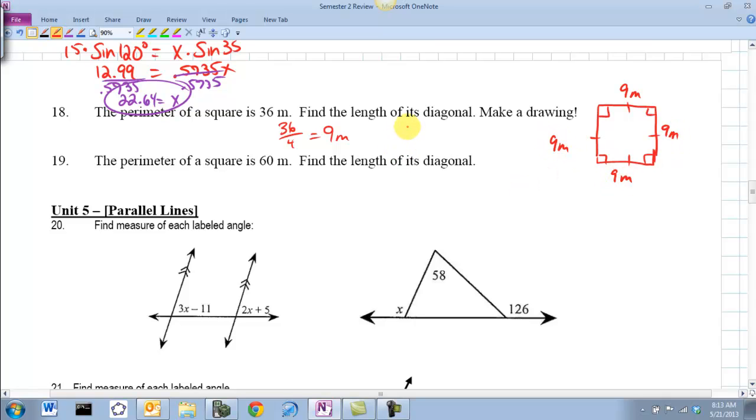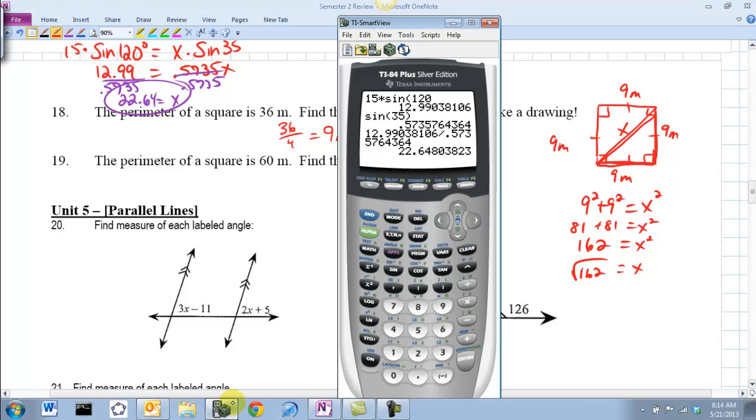But the question didn't ask me to find the sides, it asked me to find the length of a diagonal. So when I make a diagonal like this, I actually create 2 right triangles. And I'm supposed to find out what x is. So I'm going to use Pythagorean theorem. 9 squared plus 9 squared equals hypotenuse squared. So I've got 81 plus 81 equals x squared, or 162 equals x squared, or I take the square root of both sides. Let's see, square root of 162, 12.727.